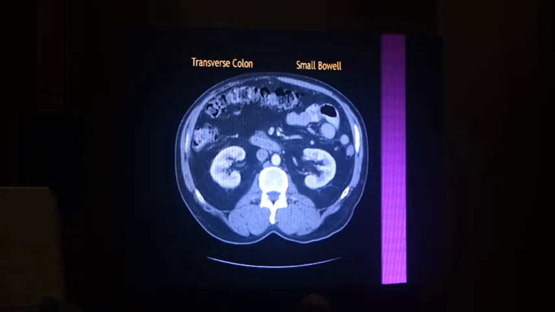Now, this is the transverse colon. Okay. So necklace-like appearance in the scanogram, in the CT films. This is the transverse colon. Okay. These are the small bowel with contrast. Next.